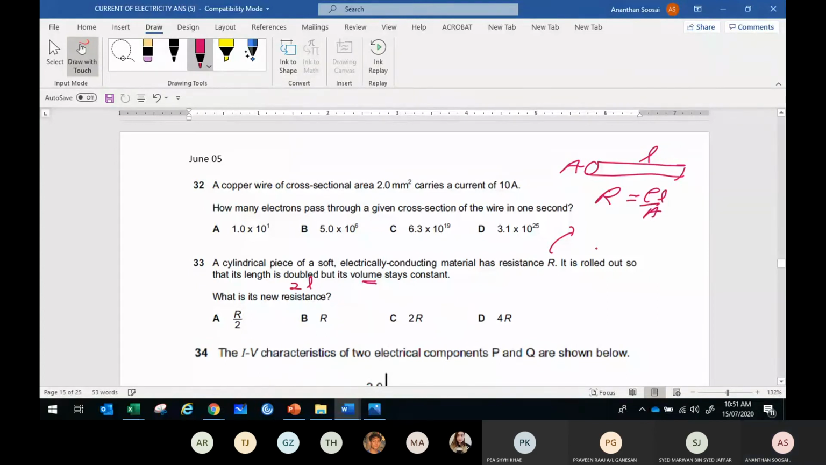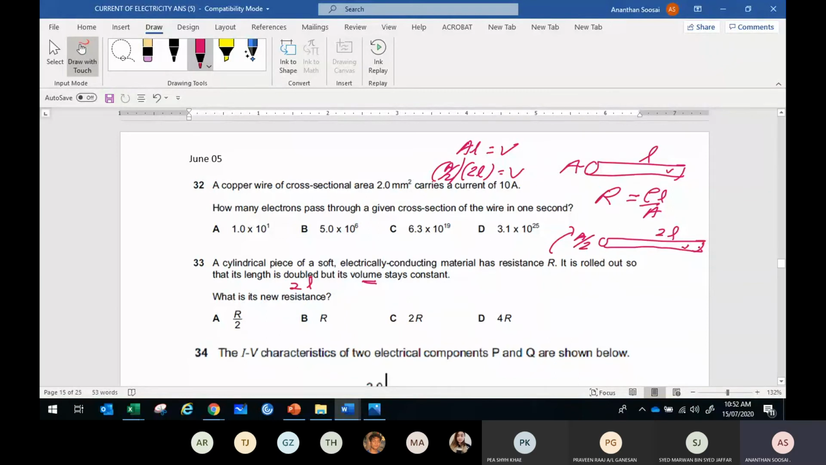Okay, the second one, they say the length becomes double. Now the length is 2L, but the volume is kept the same. The volume of the wire here and the volume of the wire here is the same. So A becomes how many times? Smaller, right? Because AL is the volume. So when L becomes 2L, the area has to be A over 2, to keep the same volume. So the area drops to A over 2.